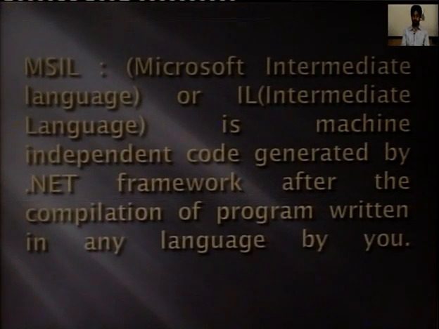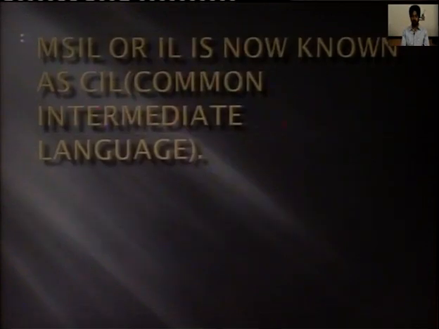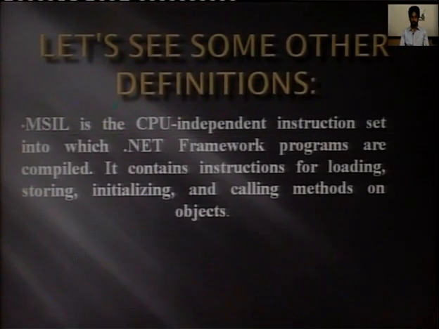So, Microsoft Intermediate Language, or Intermediate Language, is machine independent code generated by the .NET framework after the compilation of a program written in any language by you. So, whenever we write code in any programming language, it is run in the .NET framework. MSIL is known as CIL, which is why we also call it Common Intermediate Language.